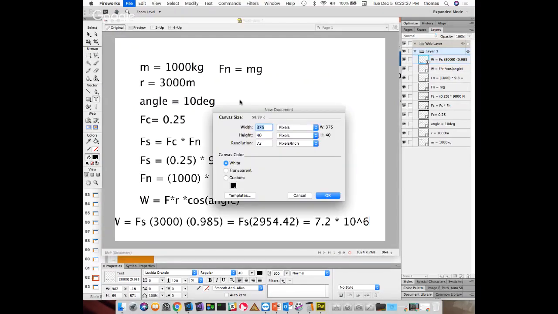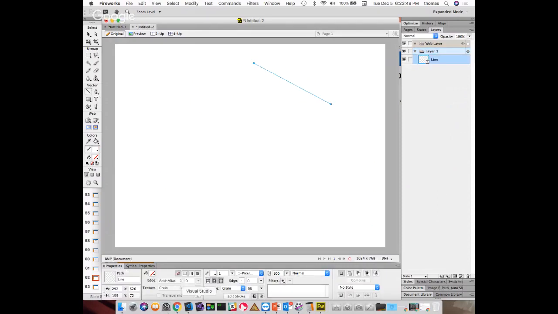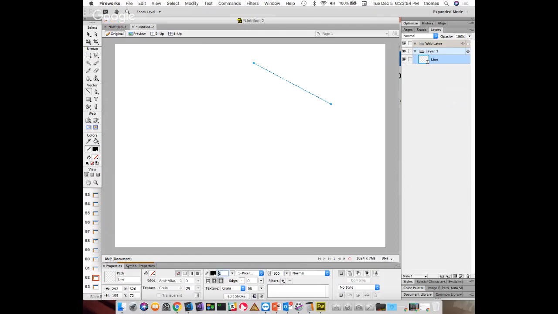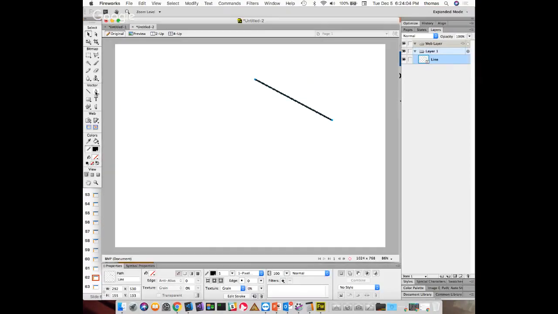So we have another problem here. File new. We have an incline. Let's draw the picture. So we have this incline here, and let's draw it with some kind of border, make it thicker. There we are. And we have a bike. This is the incline, and the incline is 30 degrees. So we'll draw some kind of mark that says 30.